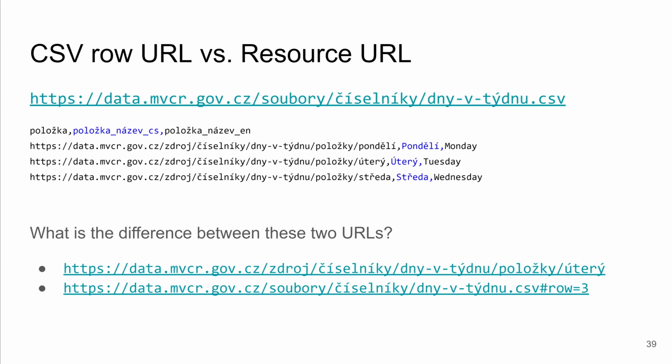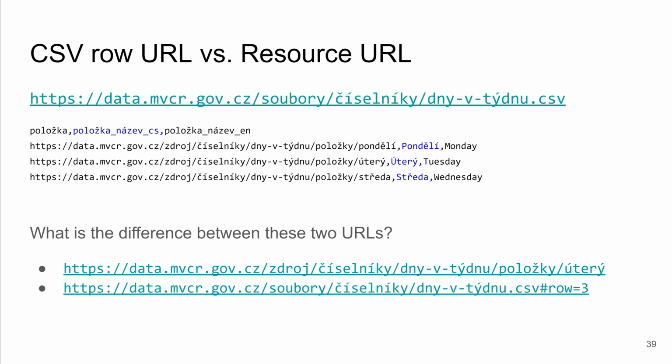Before we get to the CSV on the web, there is one thing to think about. Since we already talked about conceptual modeling and real-world entities, there is a file, a code list of days of the week. So we have Monday, Tuesday, Wednesday here. And we have an IRI, then we have the label in Czech and the label in English. Now, the question here is, what is the difference between the two URLs at the bottom of this slide? The first one is the IRI of Tuesday, and the second one, when RFC 7111 is applied, actually selects the third row, which is again the row containing Tuesday. So what is the difference?